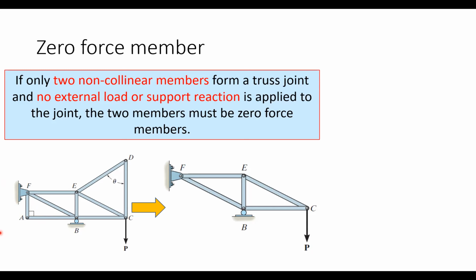And another thing that you must understand is once a member is determined to be a zero force member, for example AF here is a zero force member and AB is a zero force member from one particular joint, here joint A, then if you look at joint B and you think it is not a zero force member, it will not affect that. It will be a zero force member. So the determination of zero force member or not is actually just based on one joint.